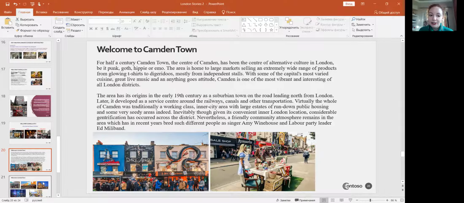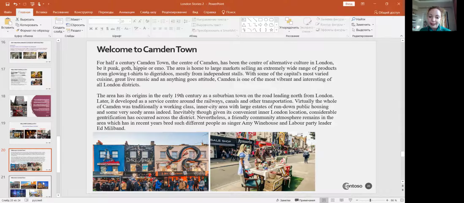Virtually the whole of Camden was traditionally a working class inner city area with large estates of rundown public housing and some very seedy areas indeed. Inevitably, though, given the convenient inner London location, considerable gentrification has occurred across the district. Nevertheless, a friendly community atmosphere remains in the area, which has in recent years bred such different people as singer Amy Winehouse and Labour Party leader Ed Miliband.